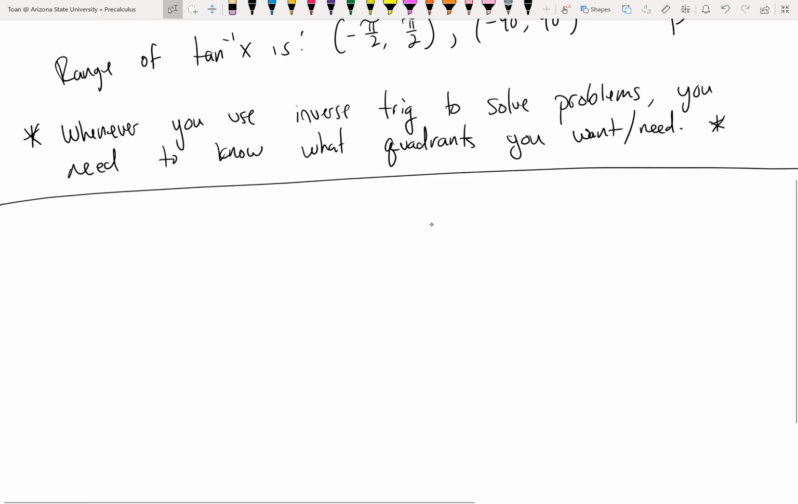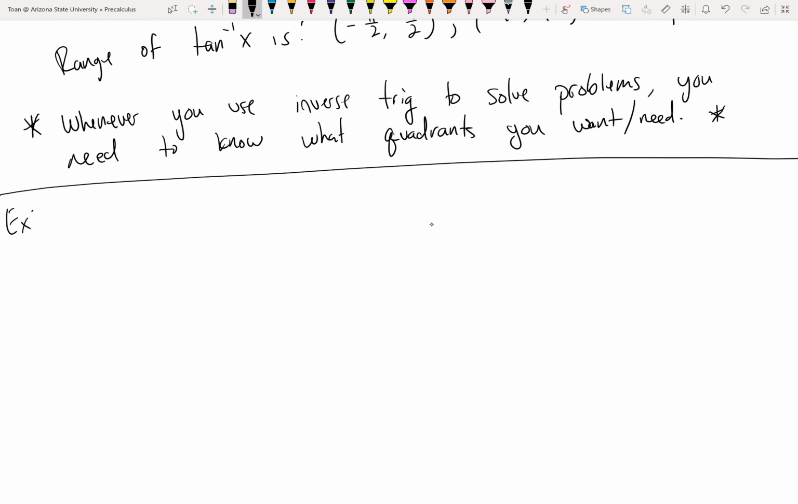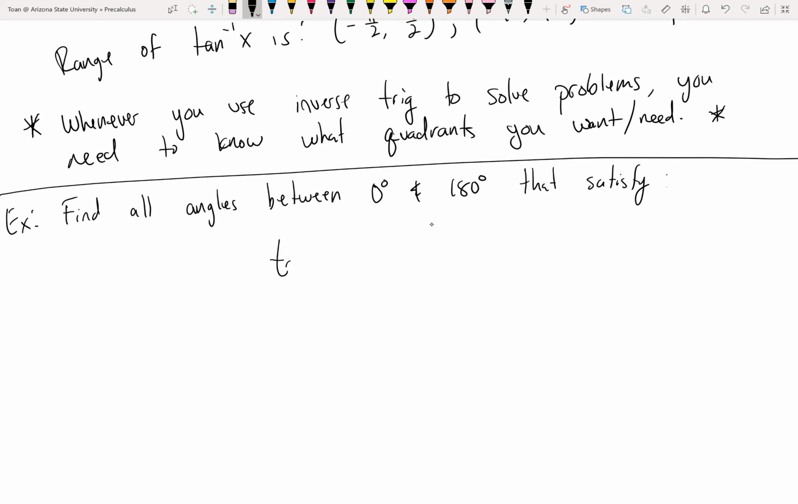So let's start off with an easy example here. Suppose you were solving a problem, and the question asked you to find all angles between 0 degrees and 180 degrees that satisfy the following equation: tangent of theta equals negative 0.4.